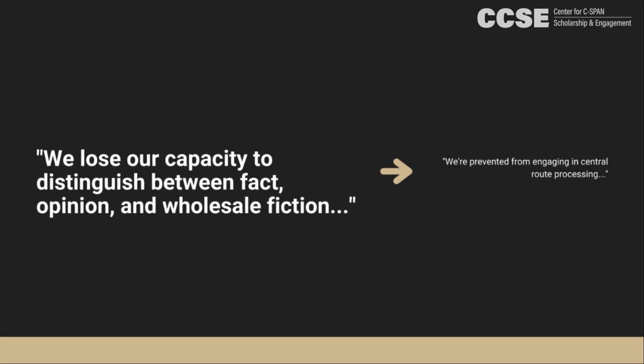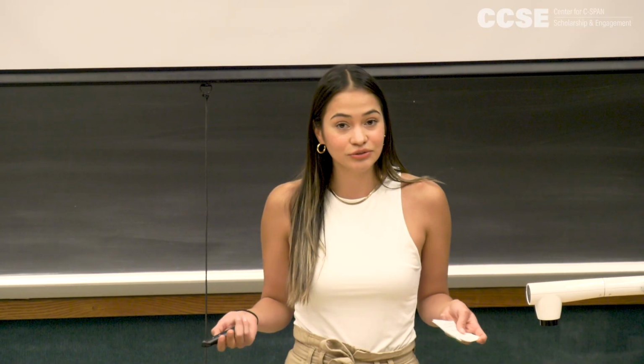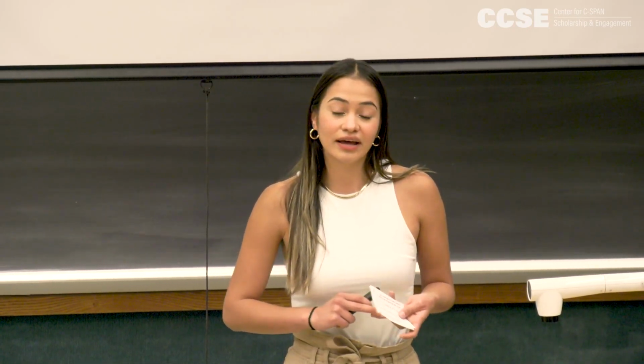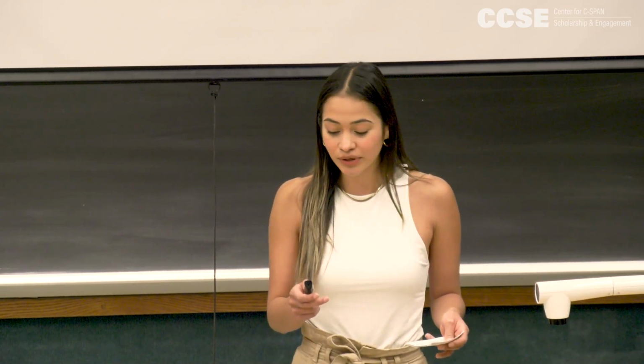Now, to dissect a little bit of what he said and connect it to the elaboration likelihood model, he said we lose our capacity to distinguish between fact, opinion, and wholesale fiction. How ELM might interpret this is we're prevented from engaging in central route processing. This is especially prevalent when you're scrolling on social media. It's very unlikely that you'll see a message and sit there and very thoughtfully evaluate it, seek out more information, and even want to process it more.